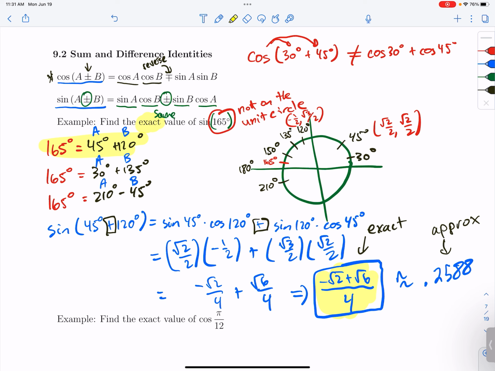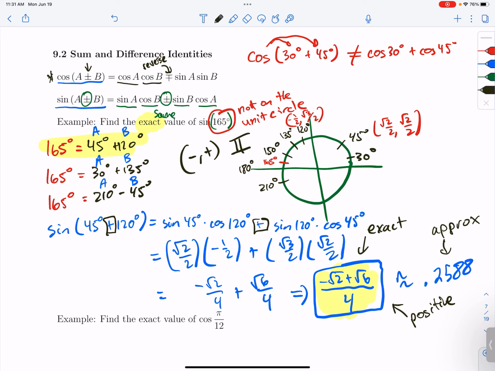And one last thing to mention is that, remember, the angle 165 is in quadrant 2. Sine in quadrant 2 is positive, right? The x coordinate is negative, the y coordinate is positive. So sine is positive. And this right here is also positive. So that's a check that we can do with our work. We want to make sure that we have the correct sign. In other words, we want to make sure that it's properly positive or negative.